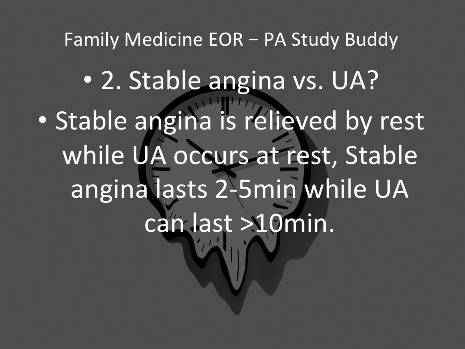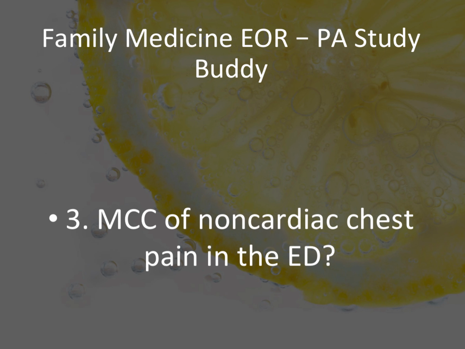Another one is by the time. Stable angina lasts 2 to 5 minutes, while unstable angina can last longer than 10 minutes. So look for those two things in your stem. If they're telling you the patient has symptoms greater than 10 minutes and these kinds of symptoms occur at rest, you should be selecting unstable angina as your answer. Otherwise, you should be thinking about stable angina with pain relieved by the rest and symptoms lasting 2 to 5 minutes. Question number 3.